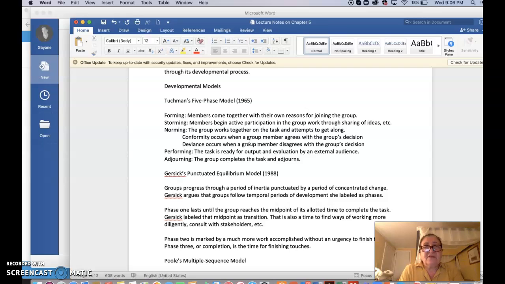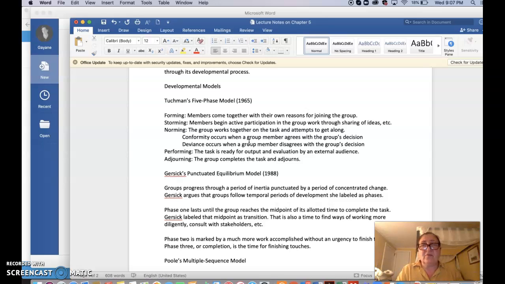So the first developmental model is Tuckman's five-phase model. Tuckman developed this in 1965. I should mention for our media folks that this is not Gaye Tuchman. This is, I think, Bruce Tuckman in 1965. He divided the model into phases, into temporal parts.